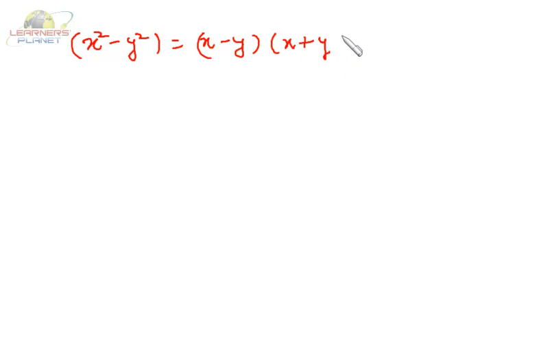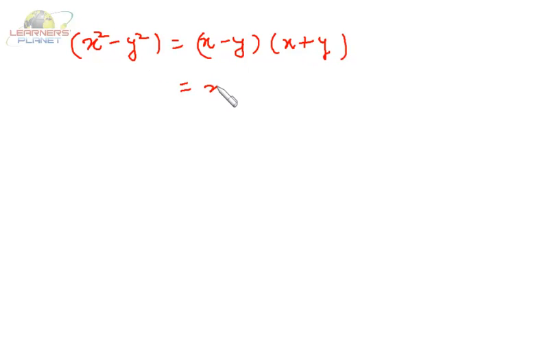Now let's discuss the algebraic identity. I have x squared minus y squared, and it can be factorized as x minus y and x plus y. That means x minus y and x plus y, both of them are factors of x squared minus y squared, or we can say the product of x minus y and x plus y is x squared minus y squared. If you know algebraic multiplication, you can solve it and you'll get the same.